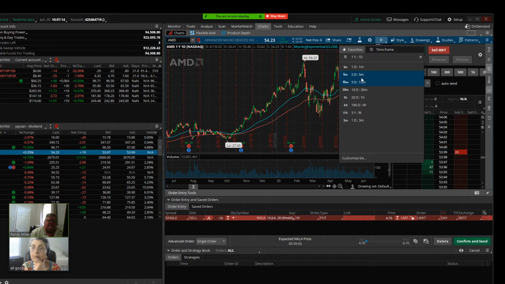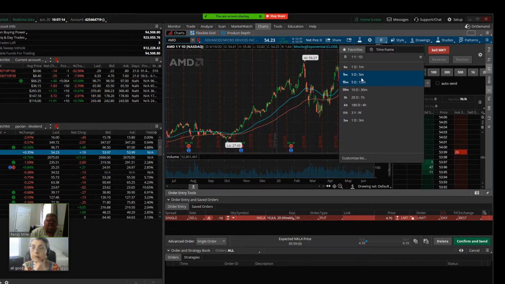Let's go to a 1 day, 3 minute chart. So this is what it did yesterday, and each of these ticks represents 3 minutes. I'm going to zoom in on just a portion of this so you can look at it.